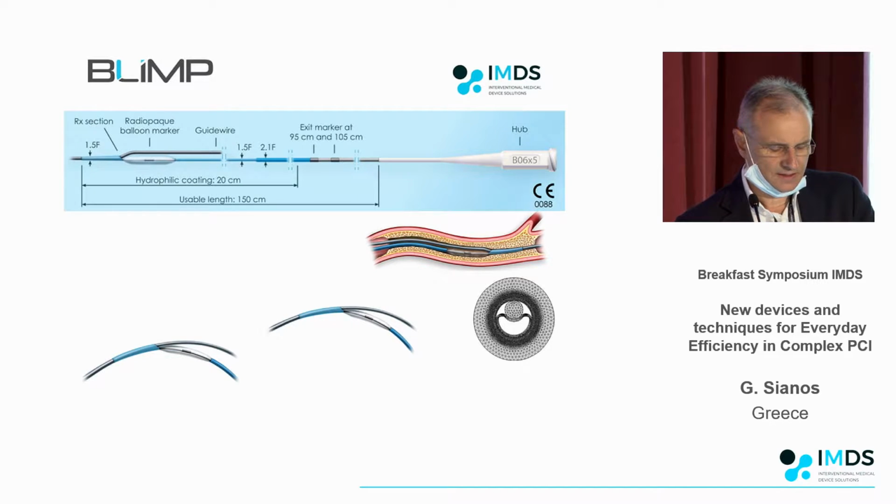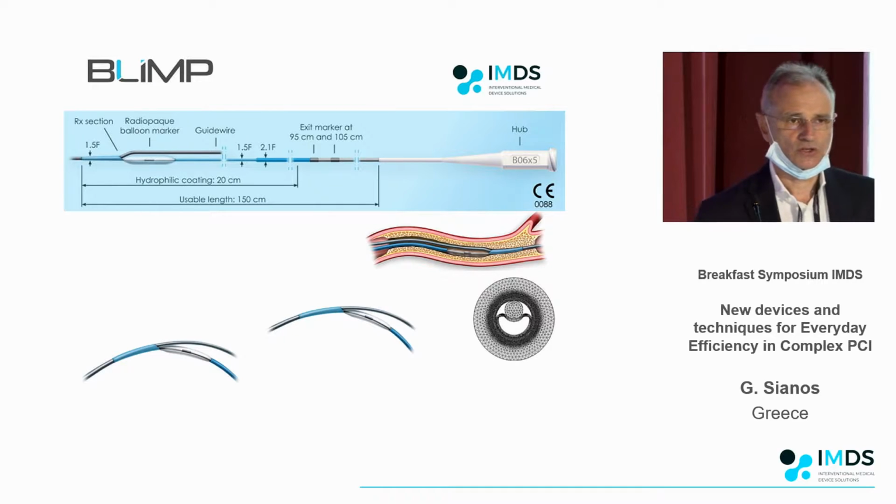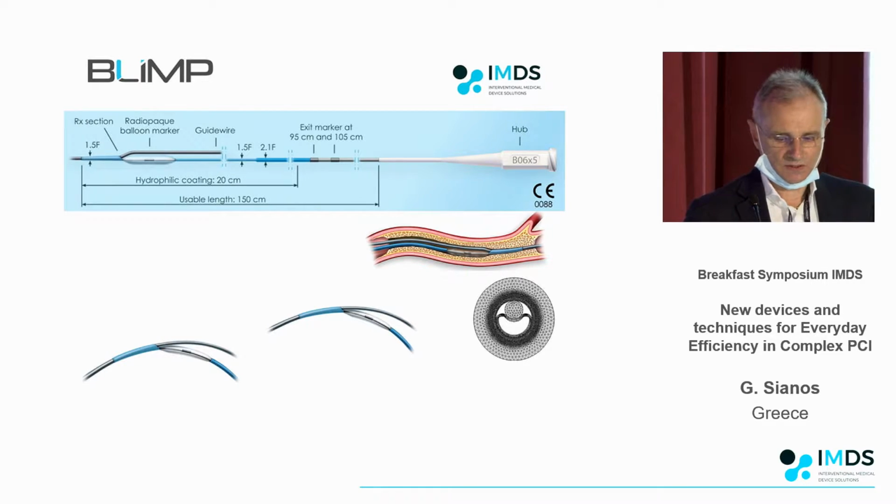Then it has the shaft with hydrophilic coating in the first 20 centimeters and a usable length of 150. You can appreciate here in these close-ups the guide wire, the small tip monorail, and the balloon behind it. That's how it works inside the vessel. You see that the wire is outside the balloon, and when it's inflating, besides the pressure that the balloon exerts, it is also exerting additional pressure on the vessel wall because the wire is pushed against it.